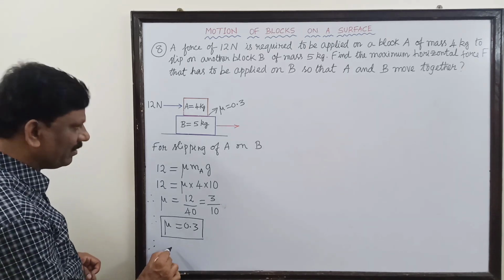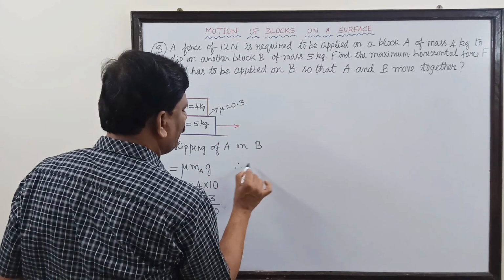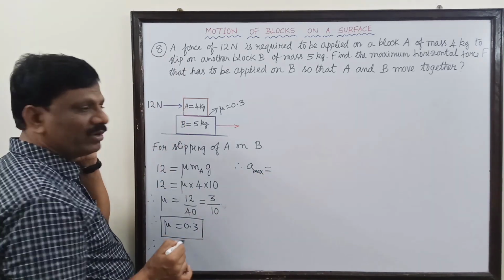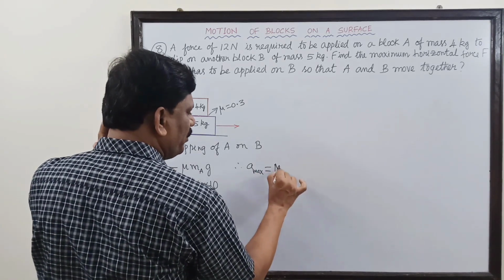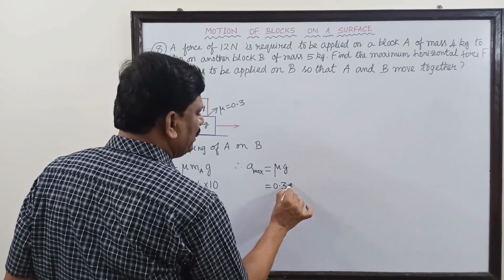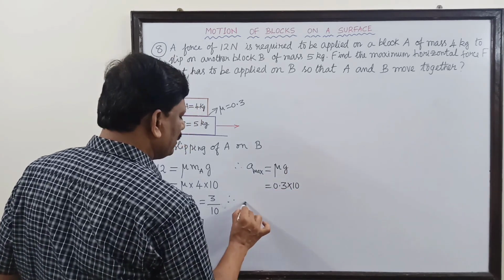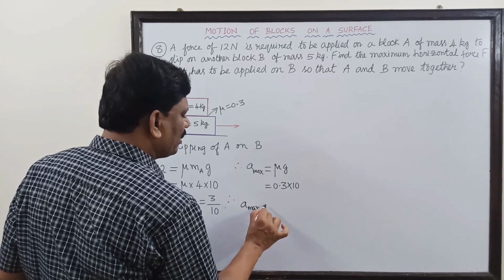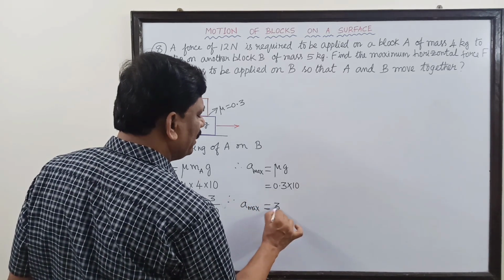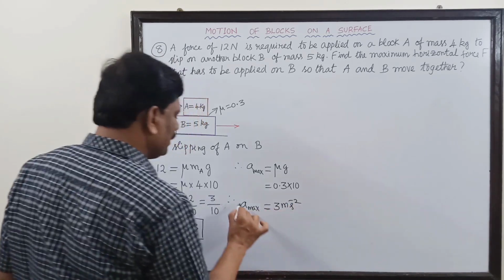Therefore, the maximum acceleration of the block of 4 kg must be equal to mu into g. So this is equal to 0.3 into 10. Therefore, the maximum value of the acceleration of the block must be equal to 3 meter per second square.